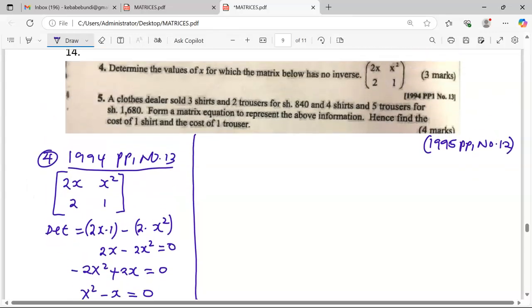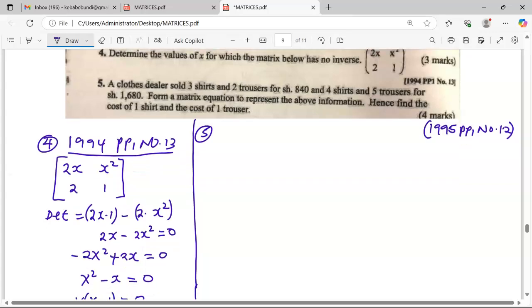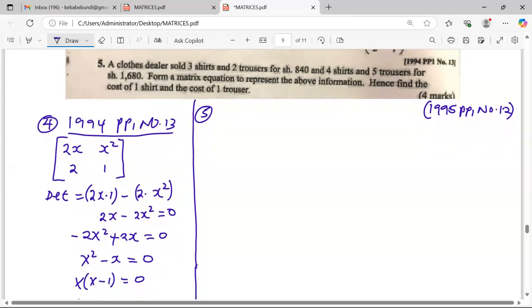Once we are through with that, we can now answer the next question, a question that was done in 1995, paper 1, number 12. This question reads: a clothes dealer sold 3 shirts and 2 trousers, T for trousers, for a total of 840, and 4 shirts and 5 trousers for a total of 1680.